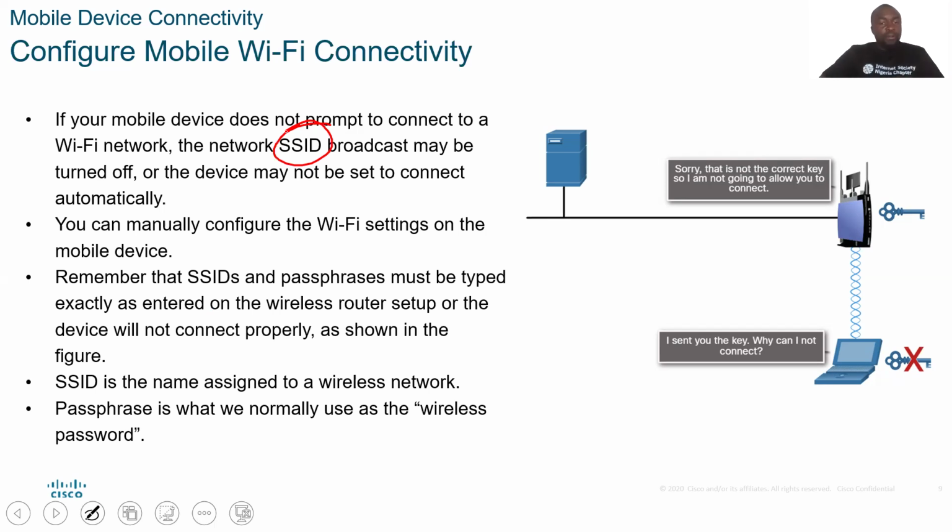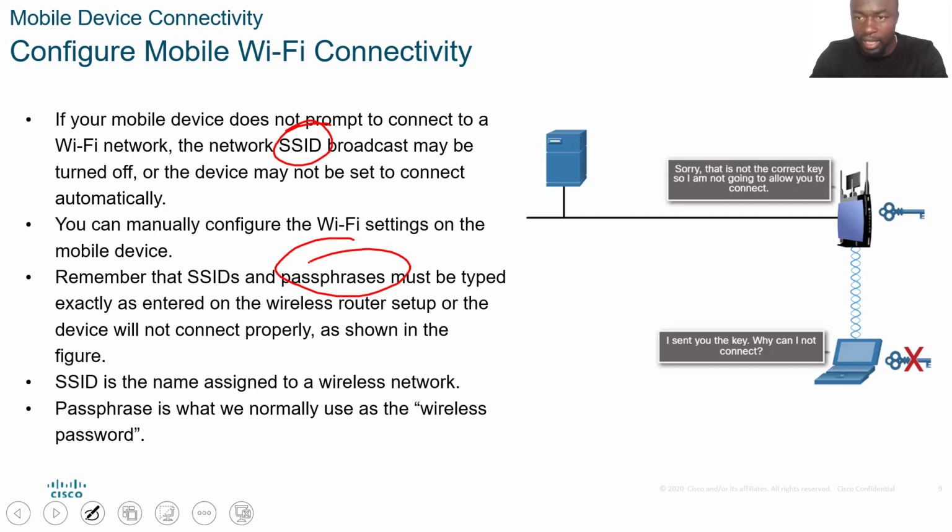So you can manually configure the Wi-Fi settings on your mobile device. Remember that the SSID and passphrase must be typed exactly as entered in the wireless router. What is this passphrase? Passphrase is a password. It's a type of password that you use in order to connect to the Wi-Fi. Okay, so SSID is the name of the wireless network. Passphrase is what we normally use as the wireless password.